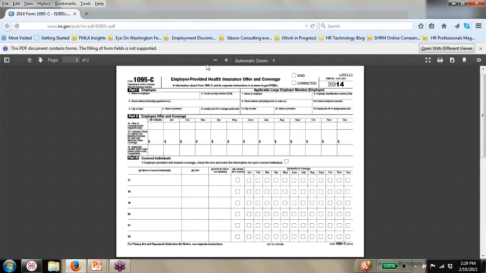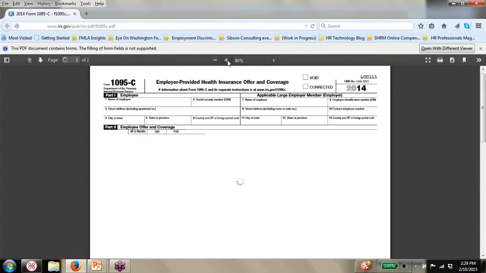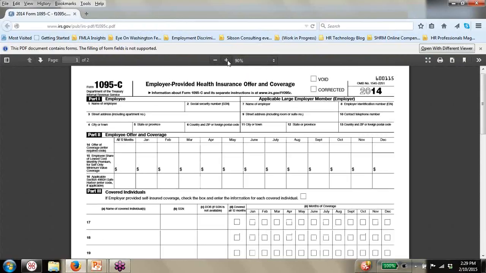Okay, well, let me see if I can zoom this in just a little bit. Hopefully you can see this. You report information on your employee, about yourself with a contact telephone number so somebody knows they can call you. Part 1 and Part 2 is the Section 6056 reporting. So all applicable large employers will fill out these two sections.